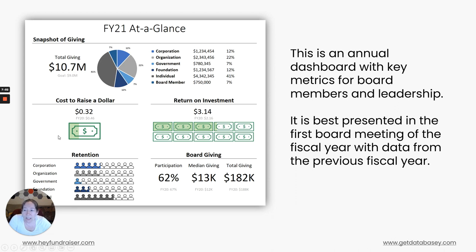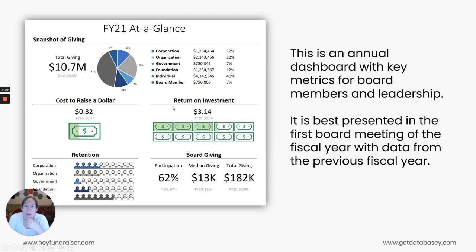Then we have cost to raise $1. So this standard metric, anybody that's conscious knows that this is a metric that most board members and funders, frankly, are interested in. So this organization is 32 cents. The previous year it was 46 cents. So they actually decreased their cost to raise $1 and raised more than their goal, which is pretty impressive.